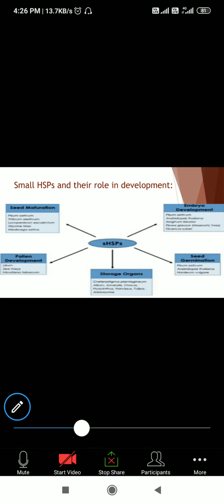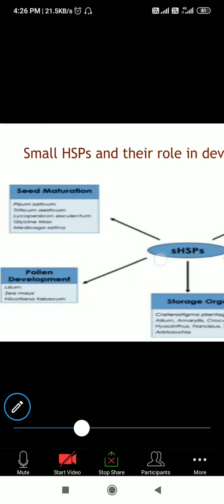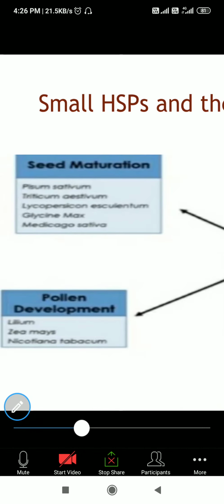Like if we see here, the heat shock proteins in case of seed maturation, when the seeds are getting mature in the plants, at that time there is higher expression of heat shock proteins. This expression of heat shock proteins for seed maturation has been observed in different varieties, like in Pisum sativum, Triticum aestivum, or Glycine max.